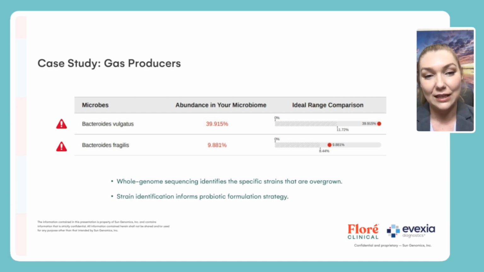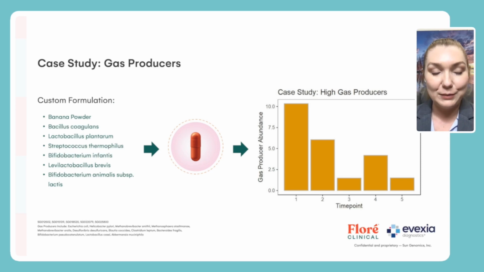Now that we've identified the exact strains that are overgrown, we can develop a treatment strategy through probiotics to address this overgrowth. With this patient's test results, our formulation scientists were able to put together a custom probiotic formulation specifically designed to help this patient reduce some of those gas producers by introducing competitive strains that help reduce the numbers of those Bacteroides vulgaris and Bacteroides fragilis.